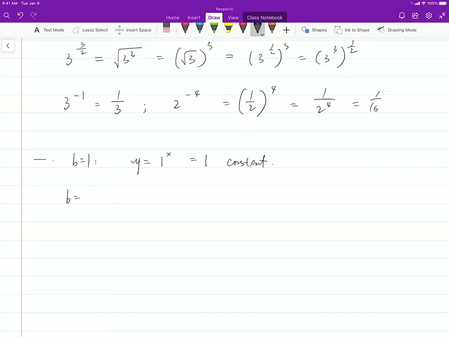Now you need to ask yourself, why can b not be negative? Let's again consider b to the x, and let's plug in 1 half. Remember, we can plug in x for anything, so we can actually have 1 half.